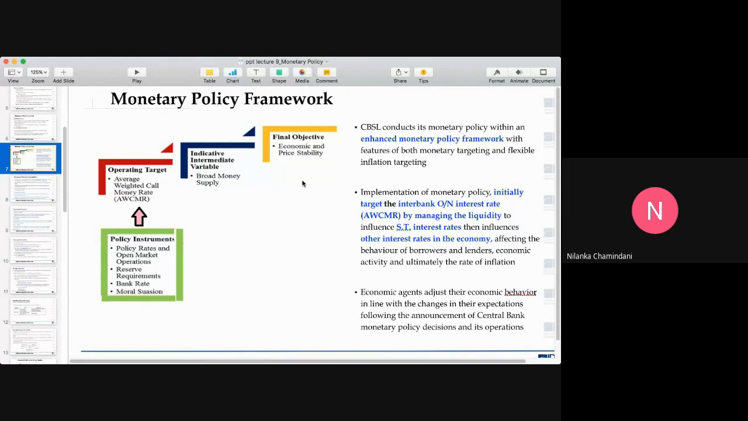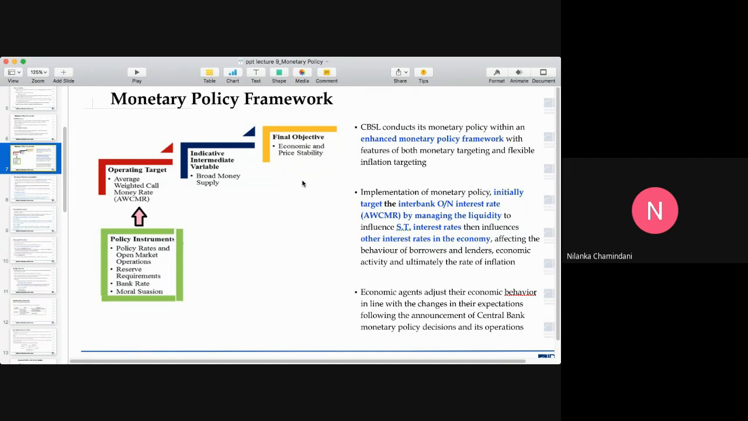It is not a very simple process, and there are different stages in the implementation process or the transmission mechanism. But you have to understand what the operating target is. You have to remember that by using policy instruments, the central bank can influence the short-term interest rate. But what is the initial target? The interbank overnight interest rate.